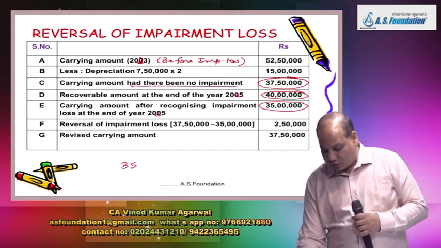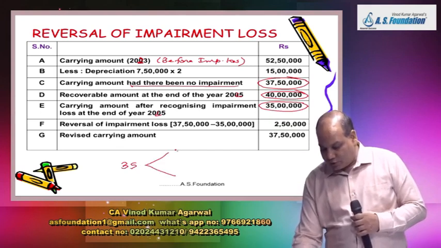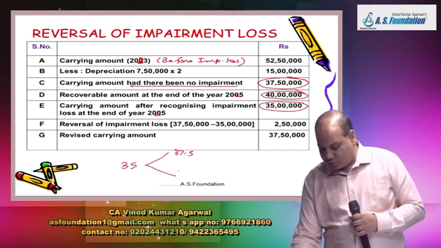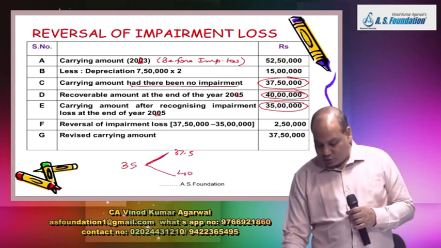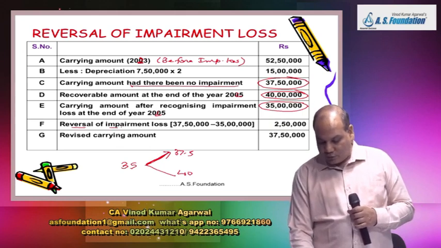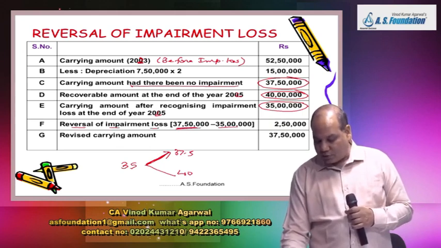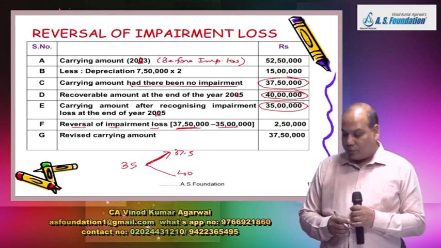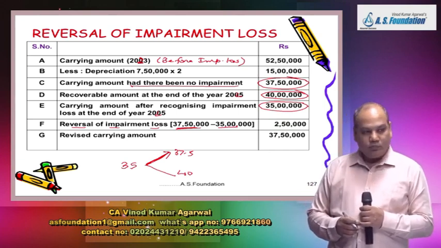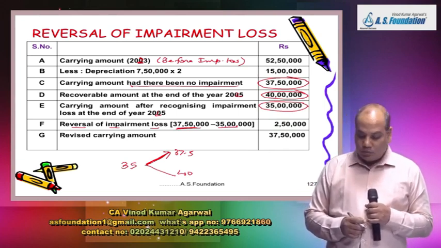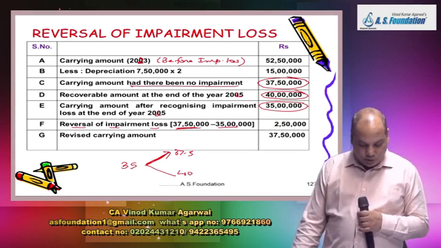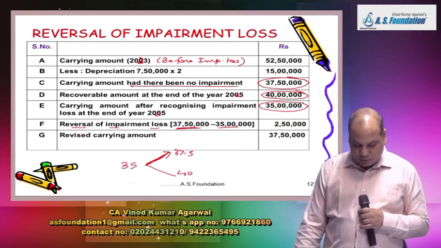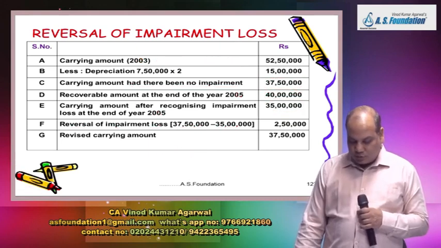So from 35, which direction I will take? 37.5 or 40? Will go to that number which is lower of the two. So therefore reversal of impairment loss 37,50,000 minus 35 lakh is 2,50,000, and therefore revised carrying amount is 37,50,000. Noted?